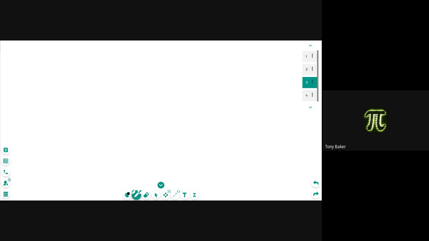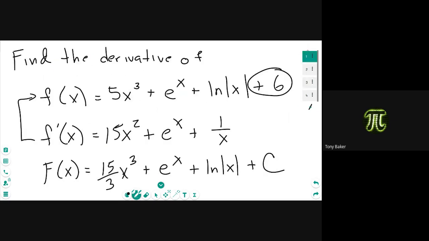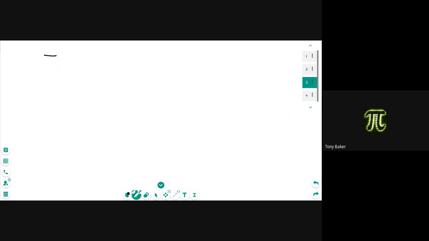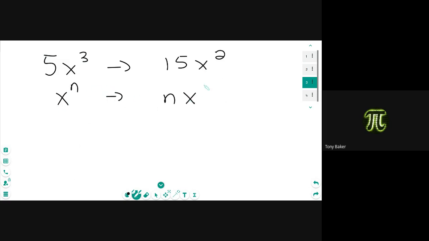So let's look at 5x to the third. 5x to the third went to 15x squared, because the derivative rule states what? x to the n is n x to the n minus 1, right? That's the derivative. So that's the derivative.